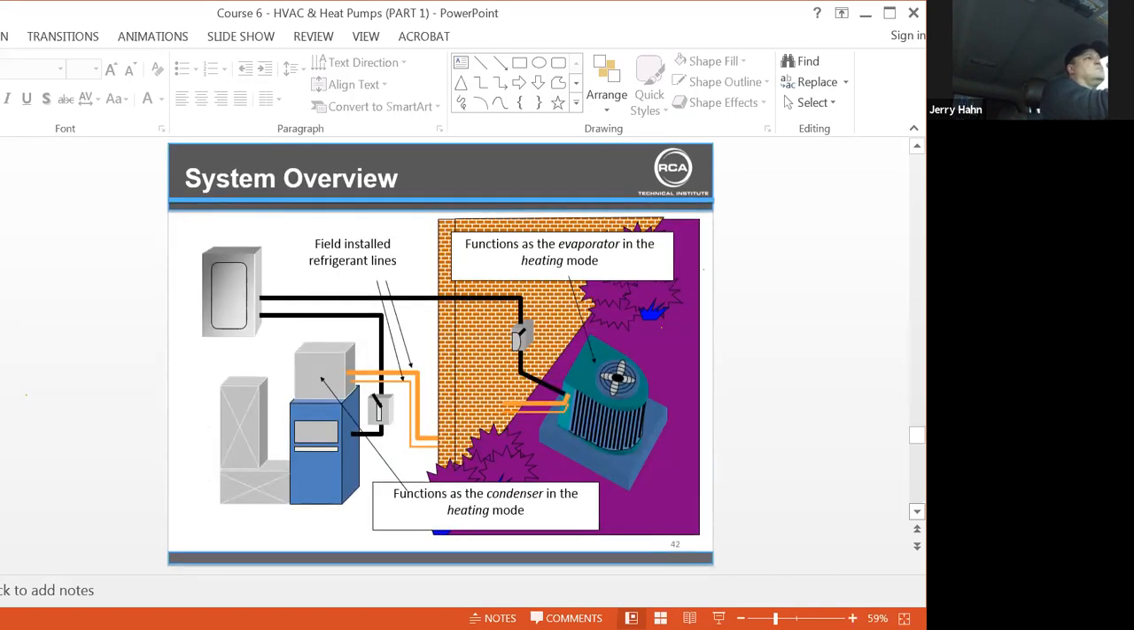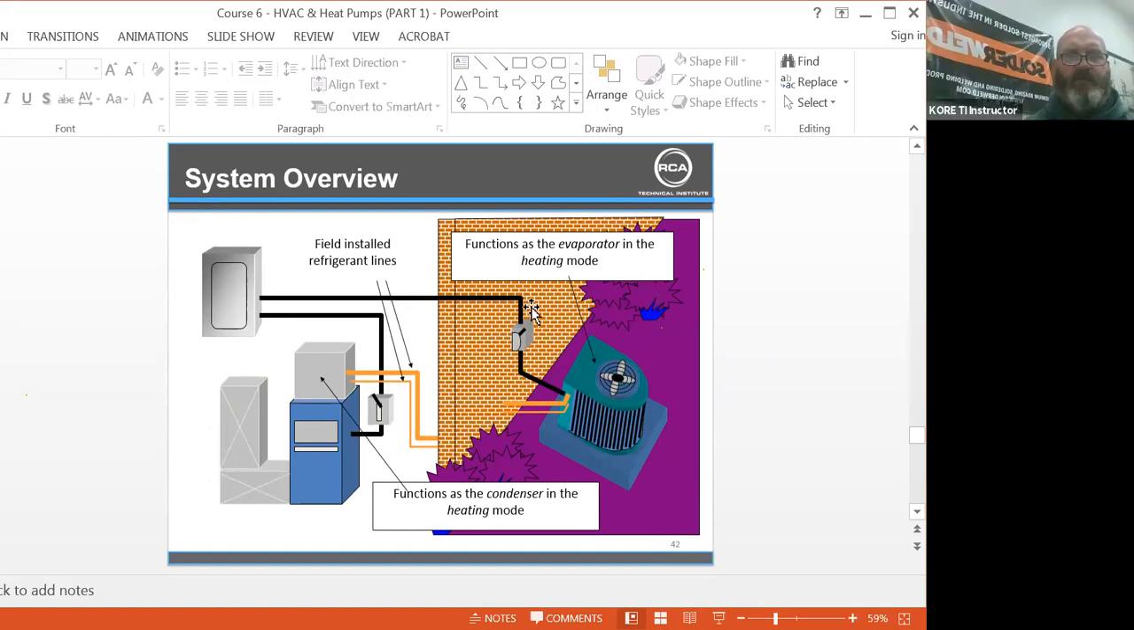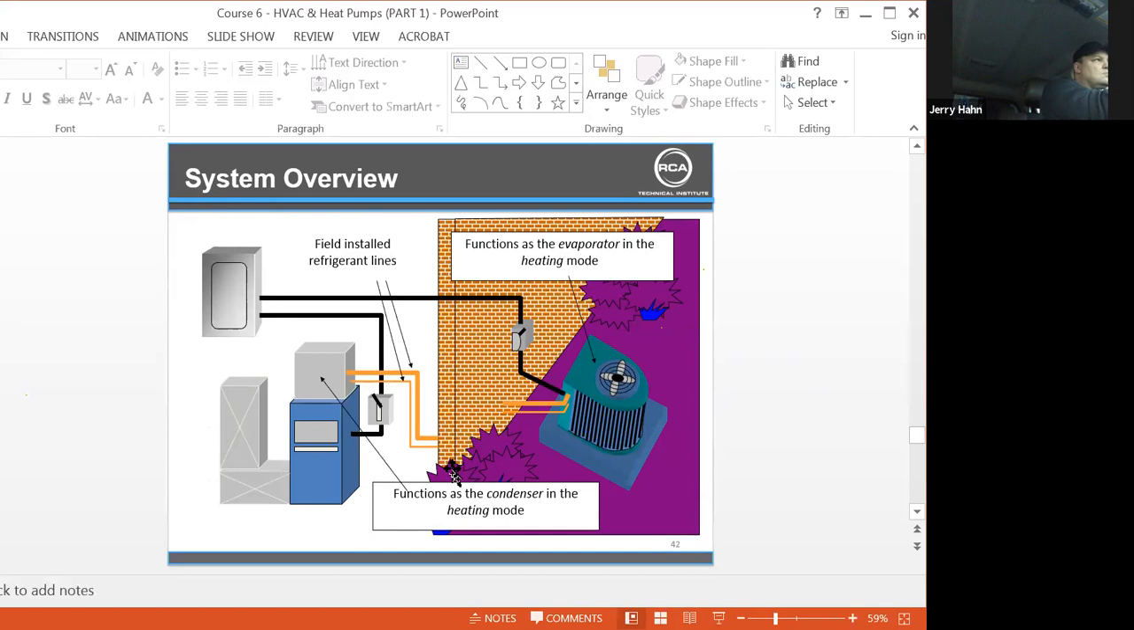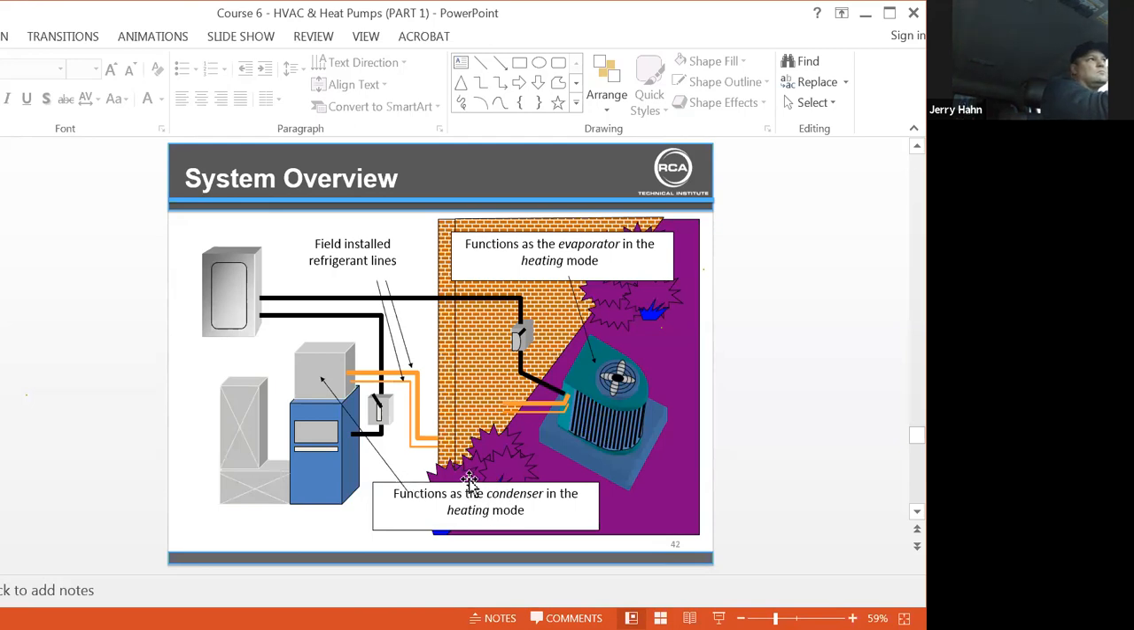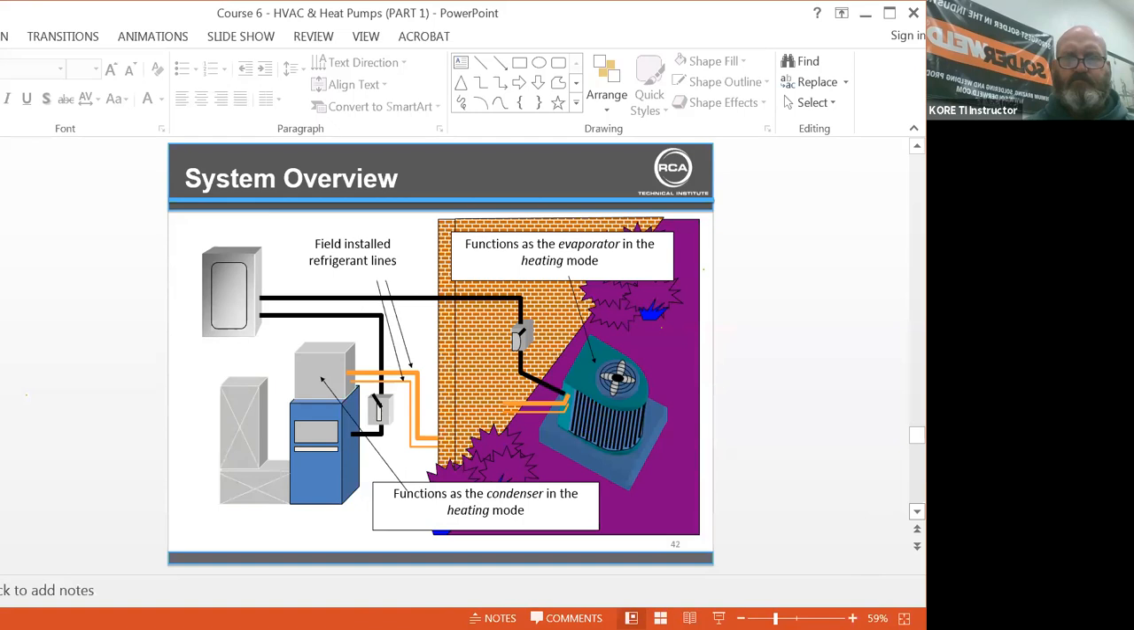Here's a system overview. Functions as the evaporator in the heating mode. Most of you guys have seen this already. Field installed refrigerant lines. Functions as a condenser in the heating mode. There's your indoor coil.